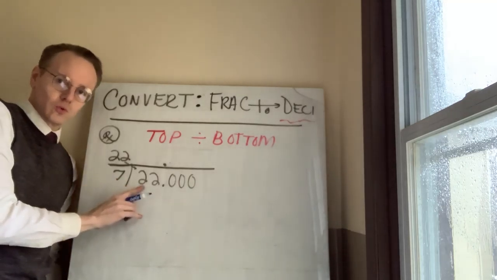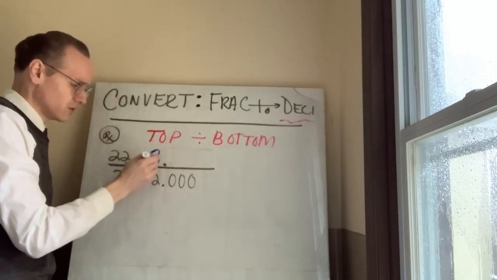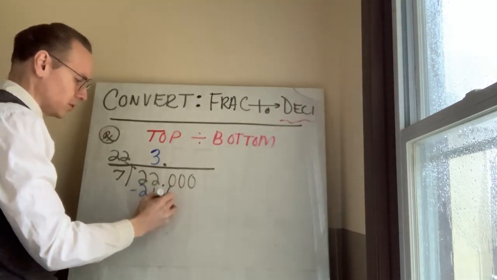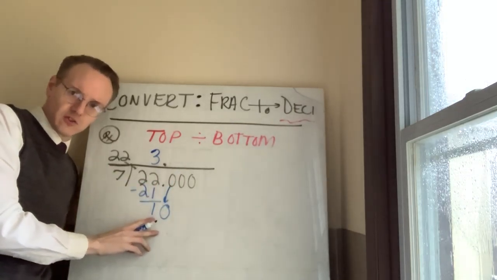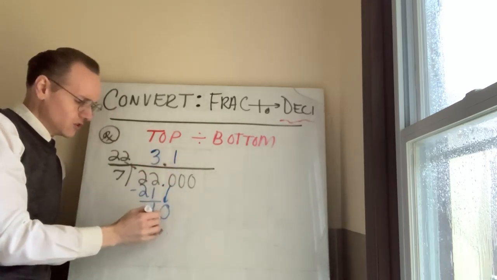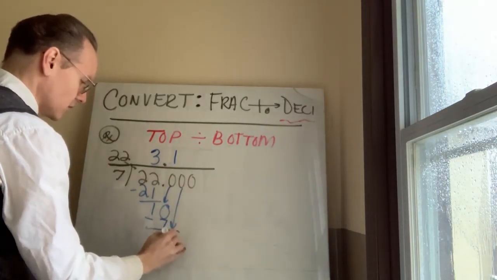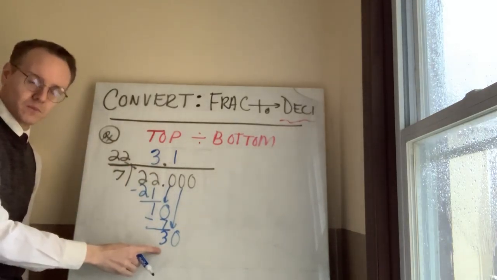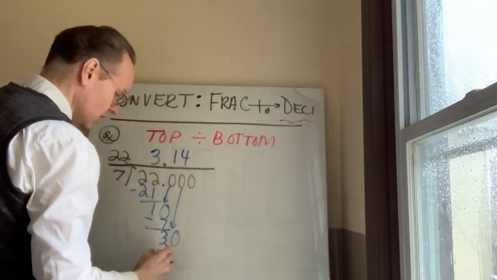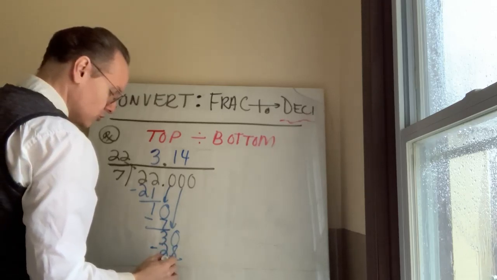Let's see. 7 doesn't fit into 2, it's too small. 7 goes into 21 roughly 3 times, which is 21, and the difference is 1. And then again, you would pull down a 0 here, and address the question again. How many sevens can you squeeze into 10, roughly? One, which is 7 itself, and the difference is 3. And you would bring this 0 down here, and now you would read it as 7 into 30. How many sevens can you squeeze into 30, roughly? 4, which is 28. The difference of 30 and 28 is 2.